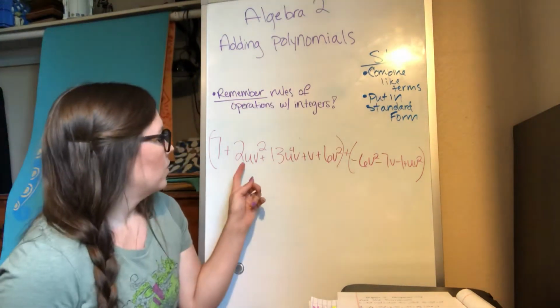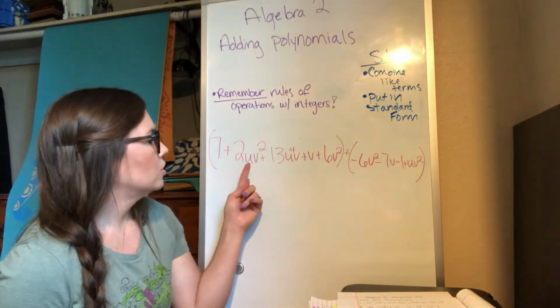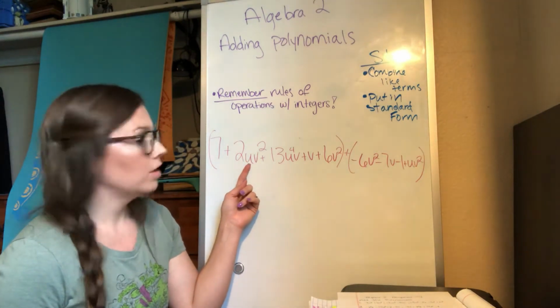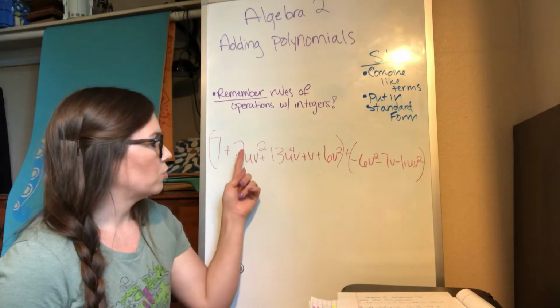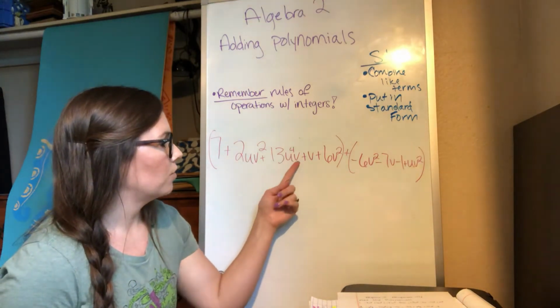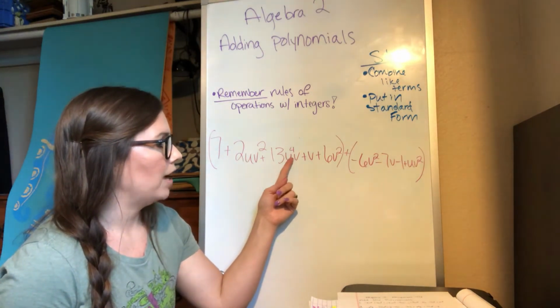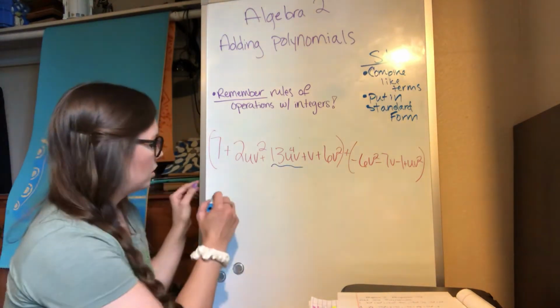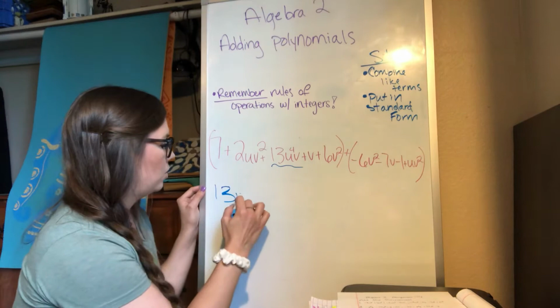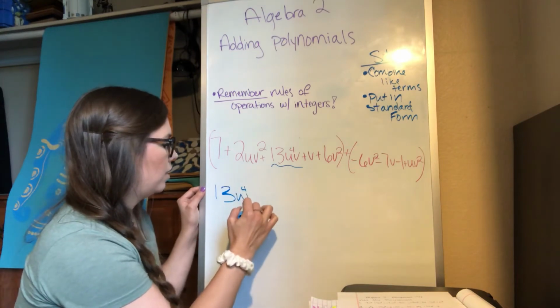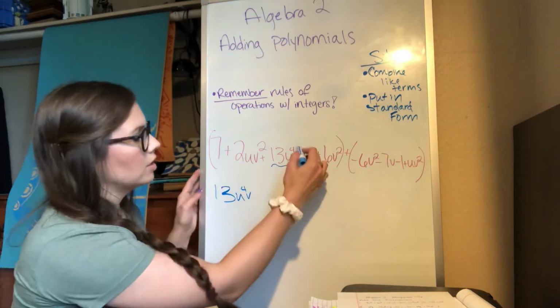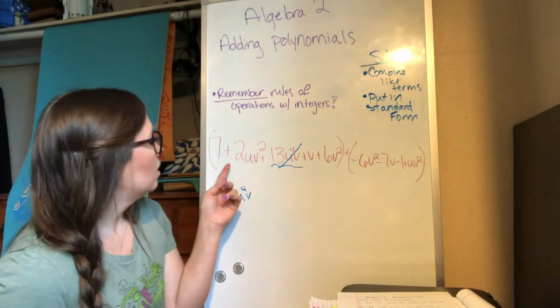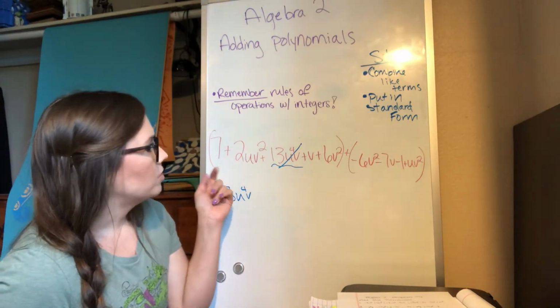So let's start. We have uv squared, so u has an exponent of 1, v is 2, so that's 3 altogether. We have u to the 4th v, which is 4 plus 1 is 5, so that's our first term. That's our highest term. So 13u to the 4th v. I'm going to cross it out because I used it.